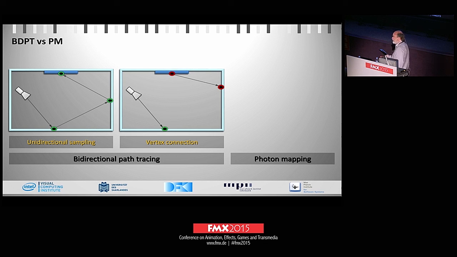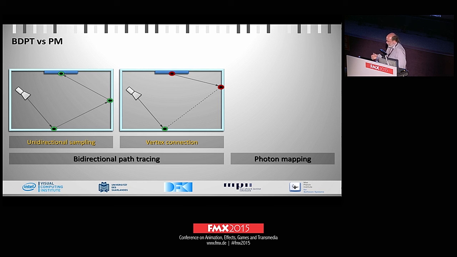And so with vertex connection, you actually start from both sides, tracing rays. And in the most simple case, you just connect vertices between the path that you trace from the camera and the path that you trace from the light source. And of course, the paths are longer and you trace more of these paths.